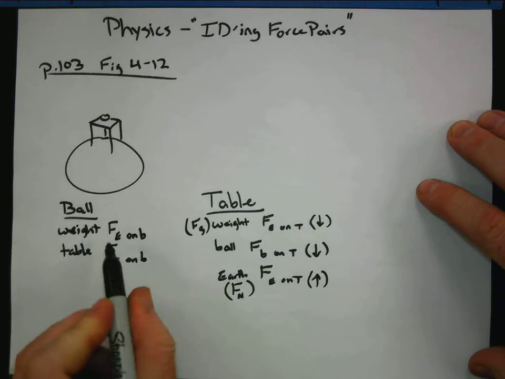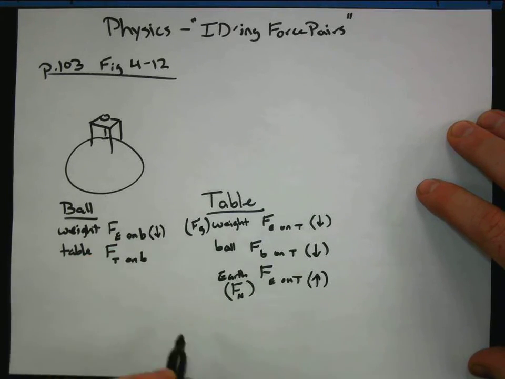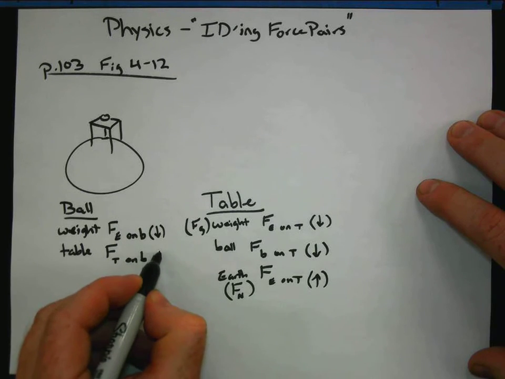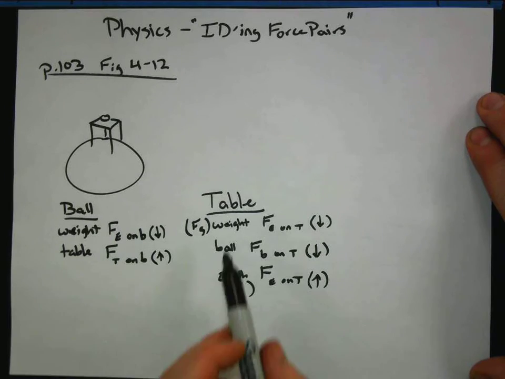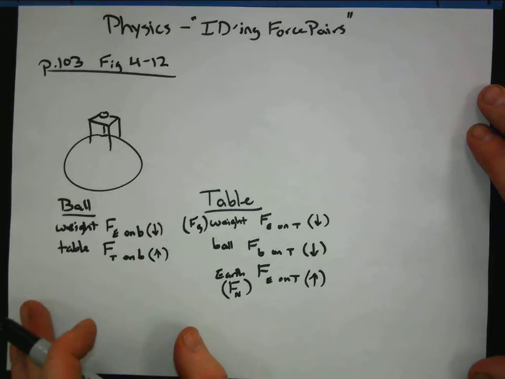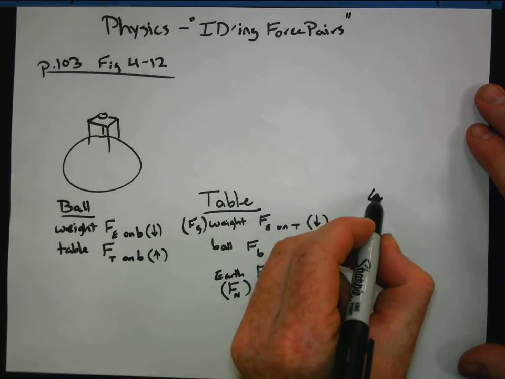Okay. Well, how about the directions of these? Well, the weight's a downward force there, and the table pushing up on the ball. Okay. And there's nothing else touching the table, so no other forces to worry about there. What about Earth?